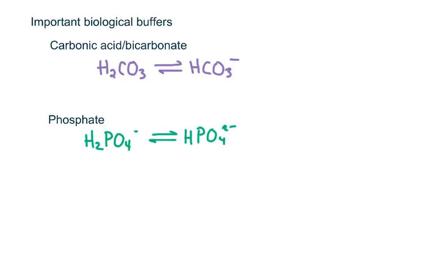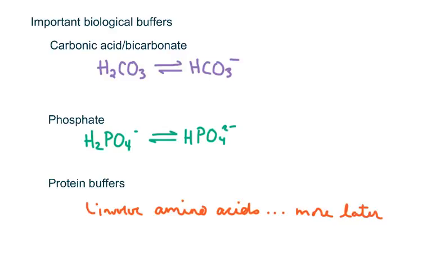So some other important biological buffers, we have the carbonic acid bicarbonate buffer, and here's the equation for that. We have the phosphate buffer, which we just saw. And then there are protein buffers. And the protein buffers will involve amino acids. So when we start to look at amino acid structure and talk about how proteins are going to fold, we will look in more detail at how pH is going to impact the reactivity of those side chains on the amino acids. But this video is just serving as an overview, kind of review of what pH and buffers are and why we care about them in biochemistry.